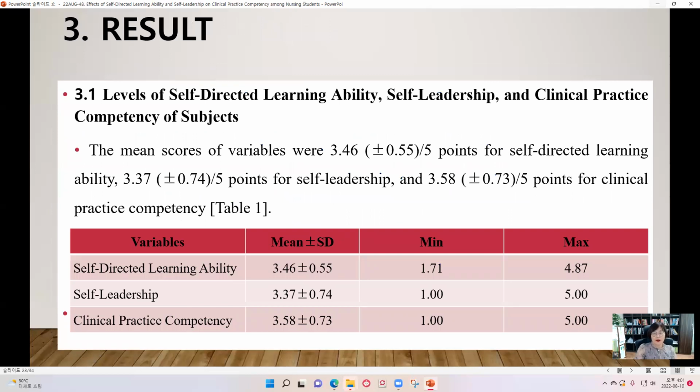Next, let me introduce my study's results. The level of self-directed learning ability, self-leadership, and clinical practice competence of the subjects. For self-directed learning ability, the mean score was 3.46, and self-leadership is 3.37, and clinical practice competence is 3.58. The results are like this.